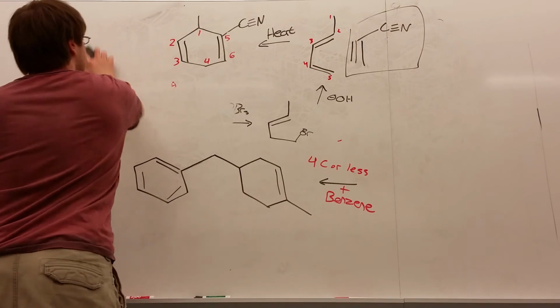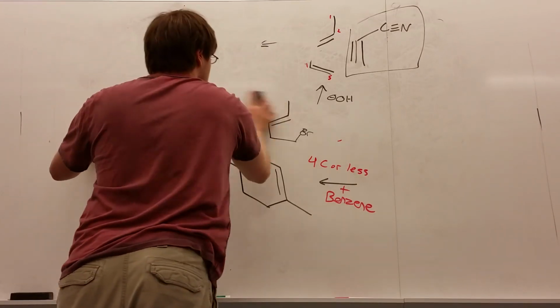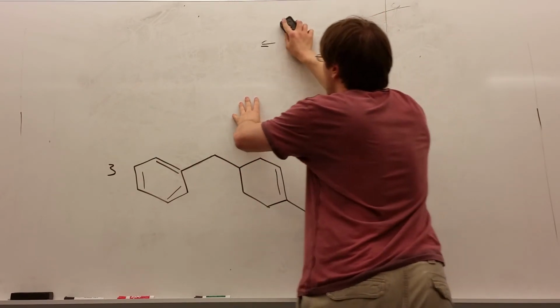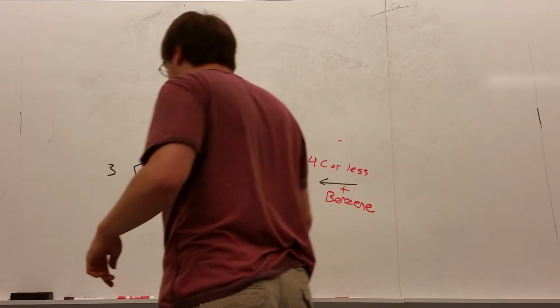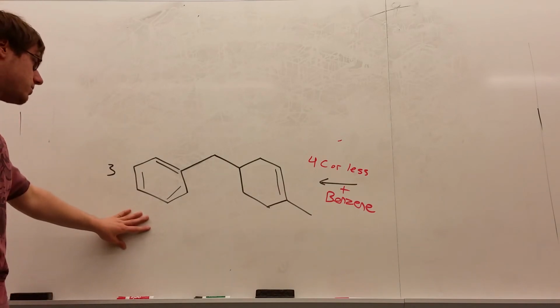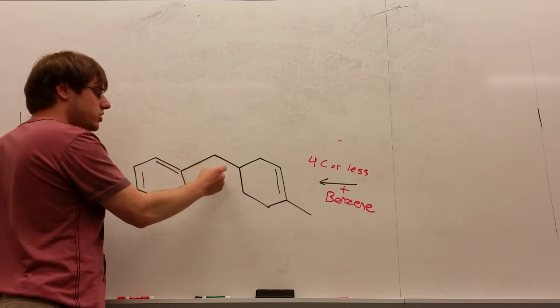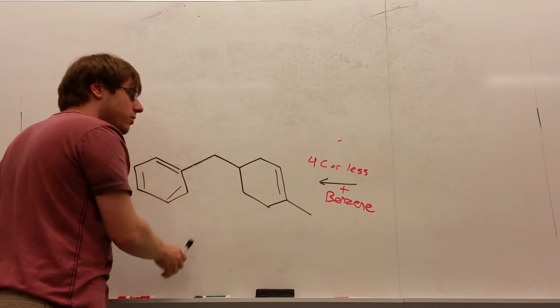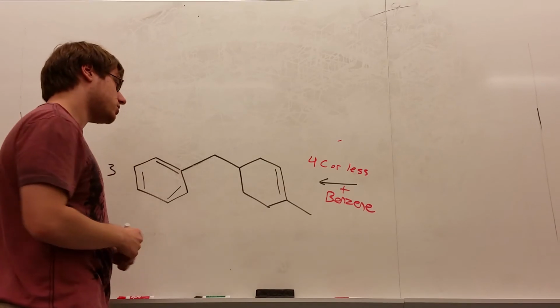On to number 3, which is meant to be the challenge of these questions, mostly because it combines the first synthesis of the exam 1, the benzene addition syntheses, with the Diels-Alder syntheses. So this question says, make this from benzene or 4 carbons or less. So somehow we need to get this carbon chain attached here to this benzene, and right here we have a 6-member ring. That's probably our Diels-Alder product.